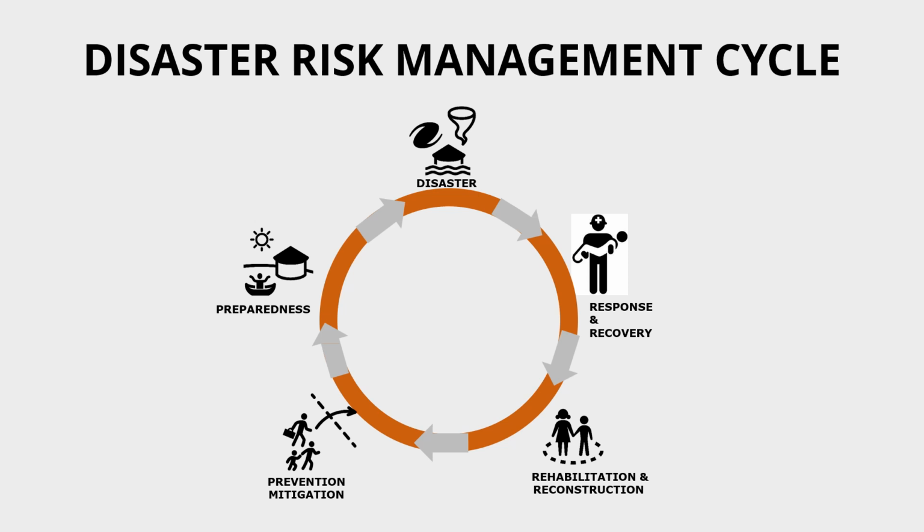In the diagram you can see, there are 4 different phases in the disaster risk management cycle. You have prevention, mitigation, and preparedness. These are the activities that you can do before a disaster strikes. Then you have the response, recovery, and reconstruction phases. These are the activities that you do immediately or right after a disaster event.